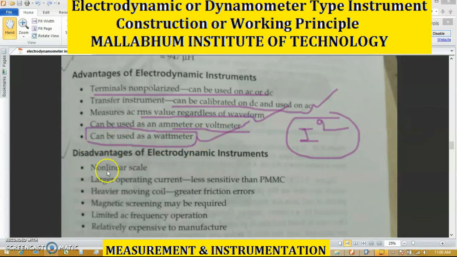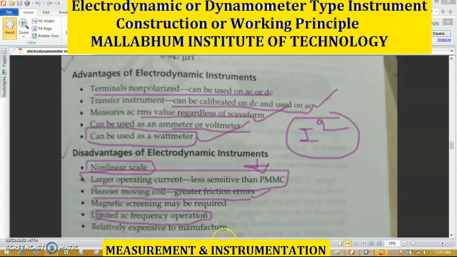Disadvantages: the non-linear scale makes calibration quite difficult, and a larger operating current is required, which means it is less sensitive to electronic instruments, and it has a heavier moving coil. So there is greater friction error, limited AC frequency operation, and it is expensive to manufacture. The scale is non-linear and a heavier moving coil is employed. So those are some advantages and some disadvantages. Thank you.